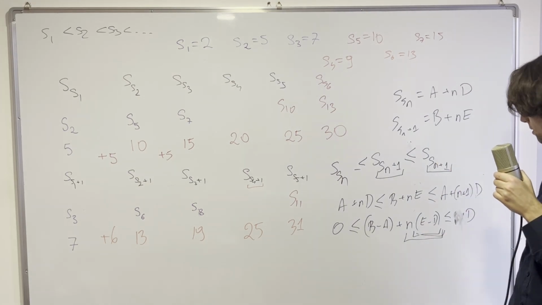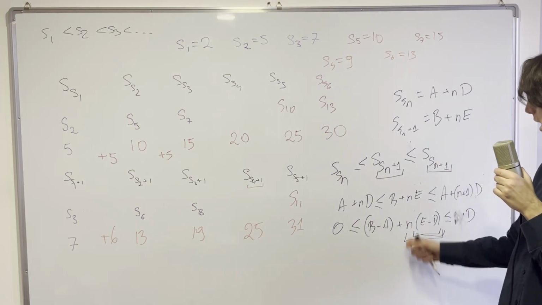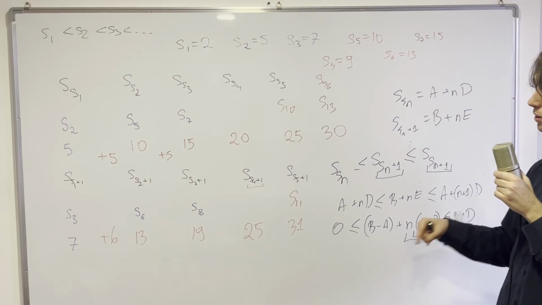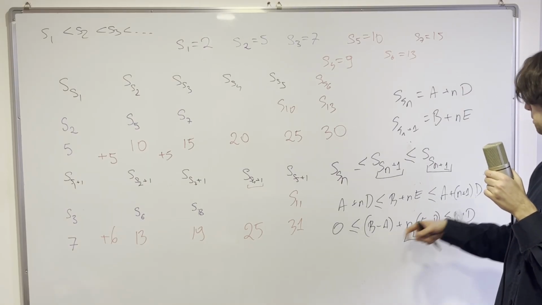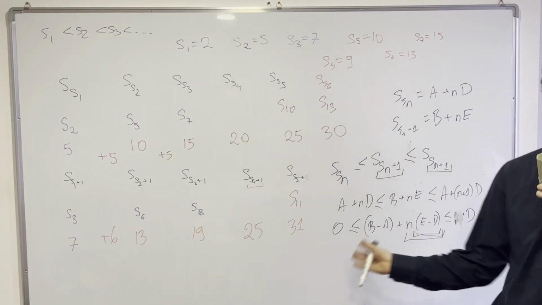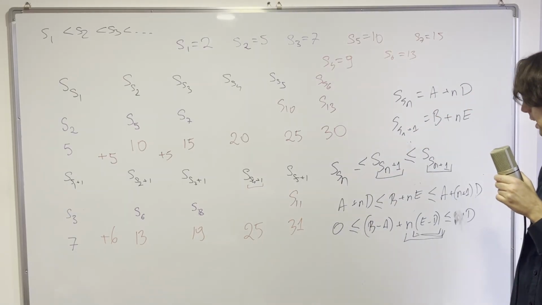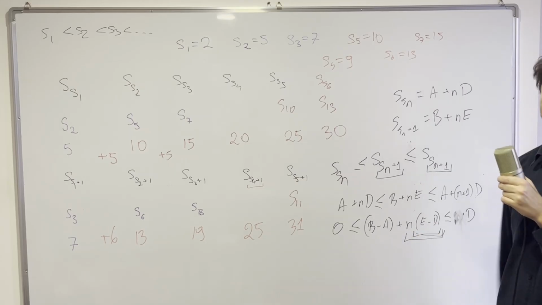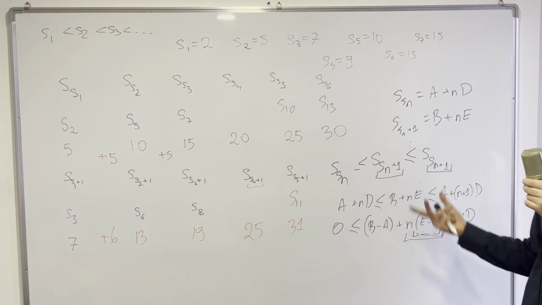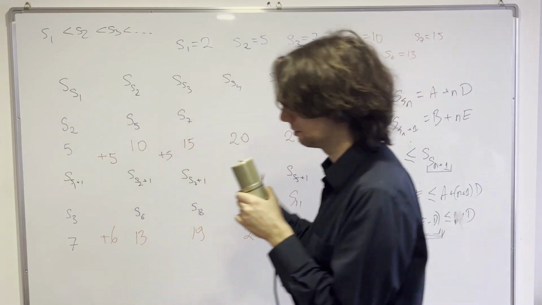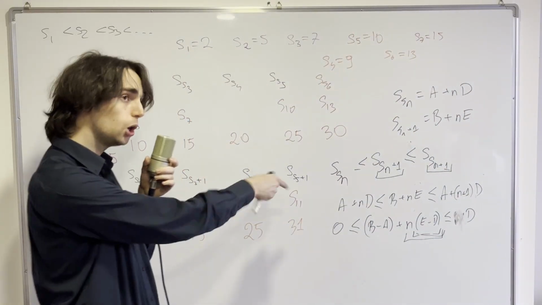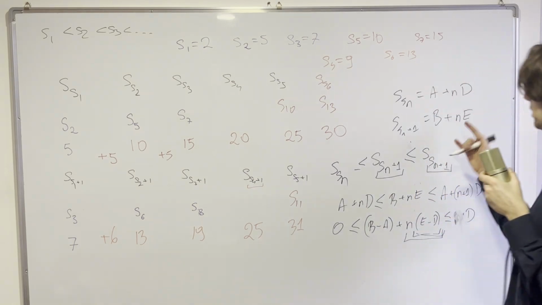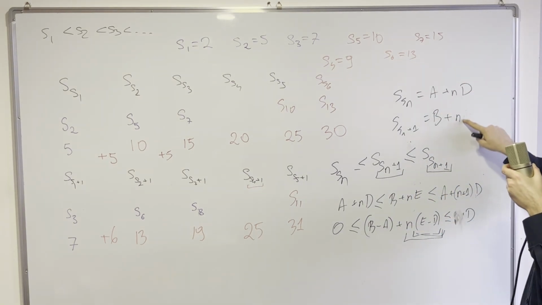If this was positive, then we could set n to be bigger than the absolute value of B minus A plus D, or maybe the absolute value of both of them. And from there on, this would be bigger than D, right? For n big enough, this would be bigger than D, and that would be a contradiction. So from here, it follows that D and E are equal. In other words, these two sequences have the same difference.